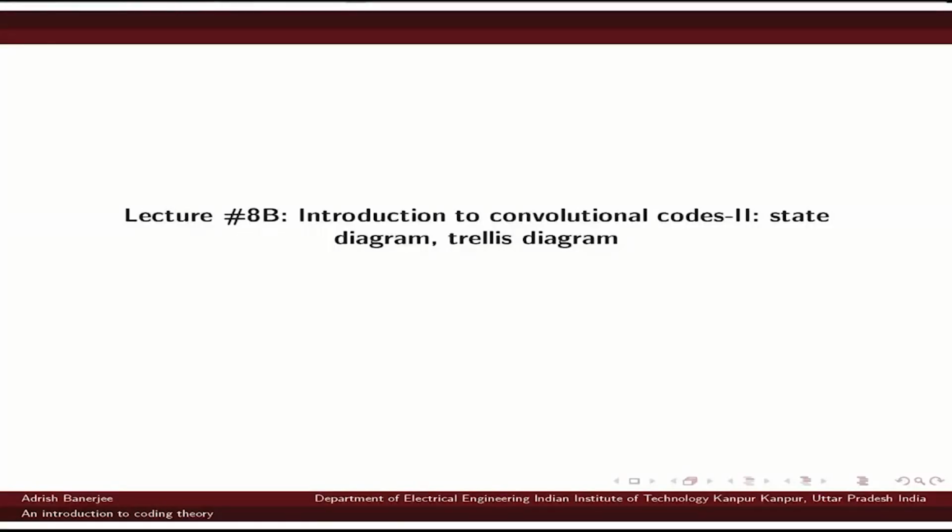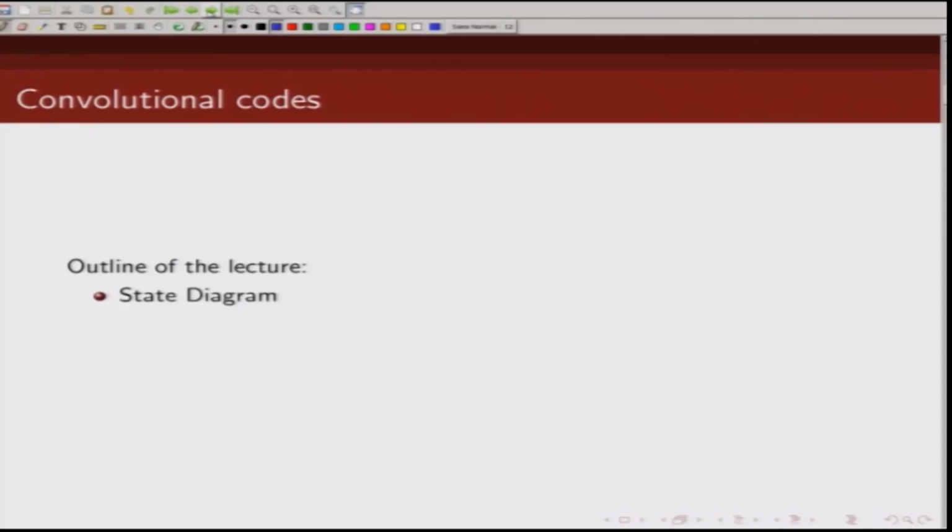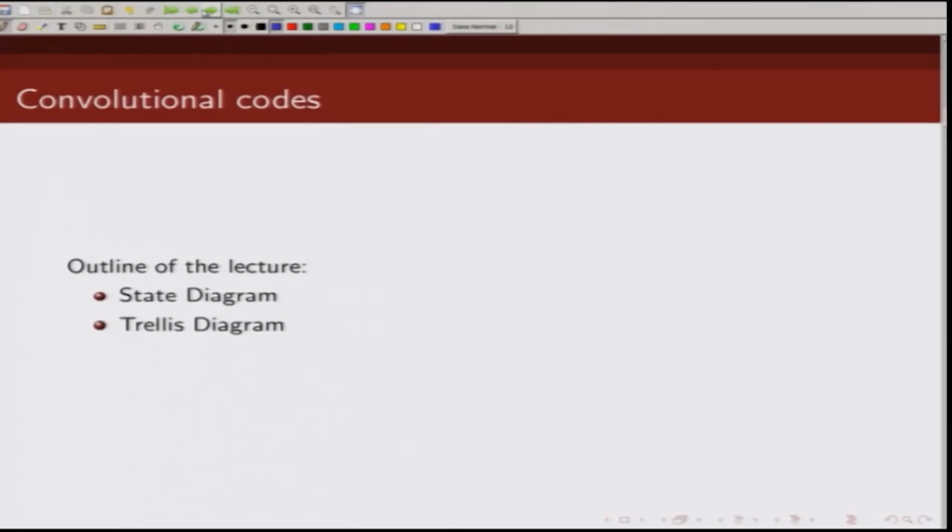Today we are going to talk about how to draw the state diagram and trellis diagram of a convolutional code. So, today's lecture deals with state diagram and trellis diagram of a convolutional code. We will start off this lecture with a description of how to construct the state diagram of a convolutional code, and then we will talk about the trellis diagram.